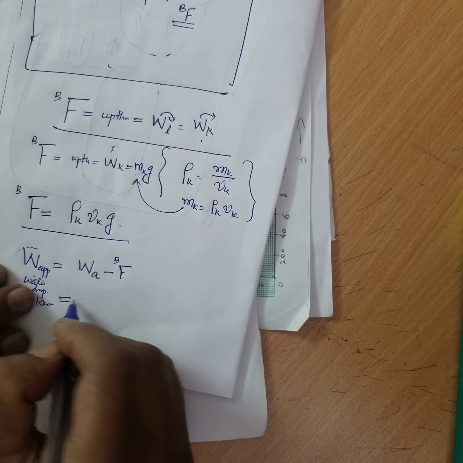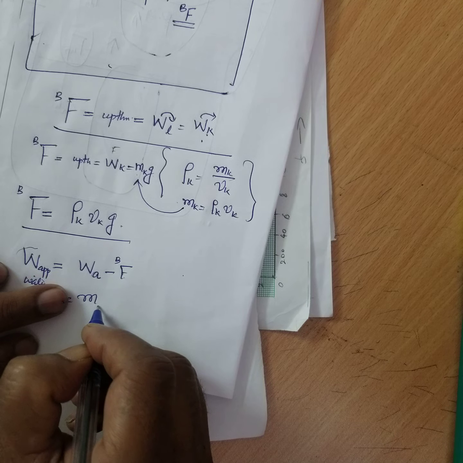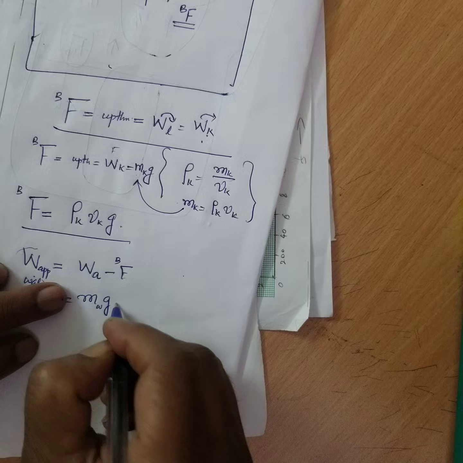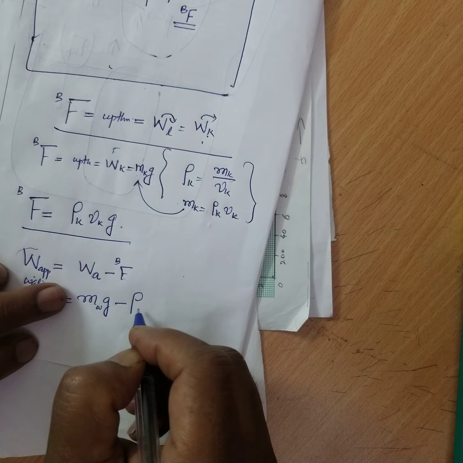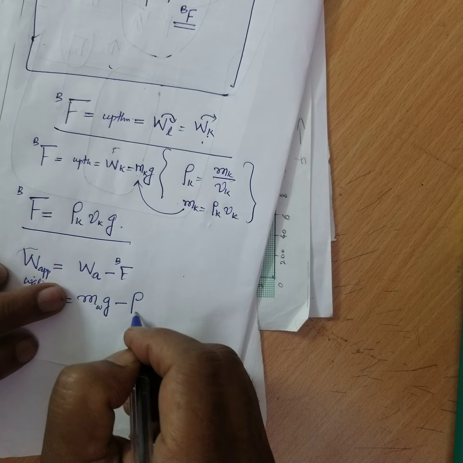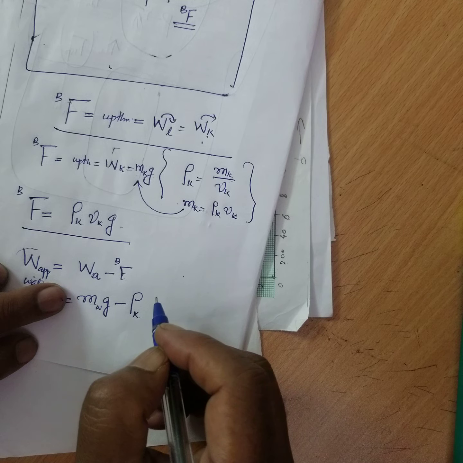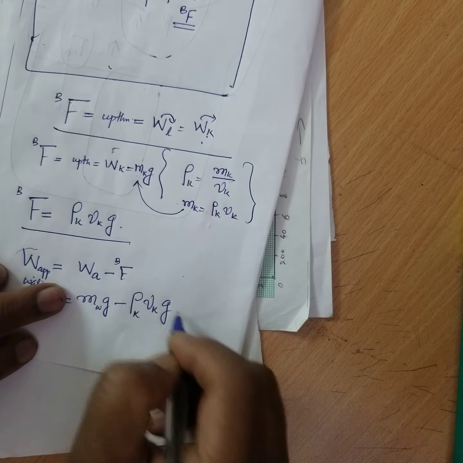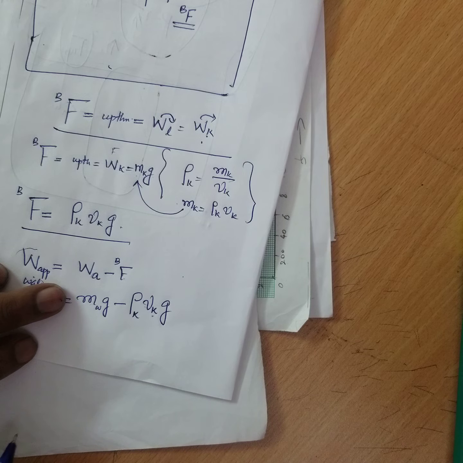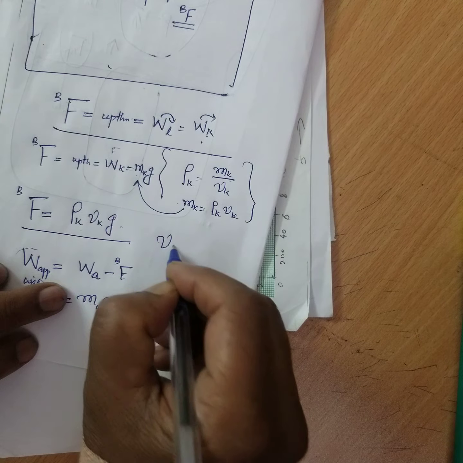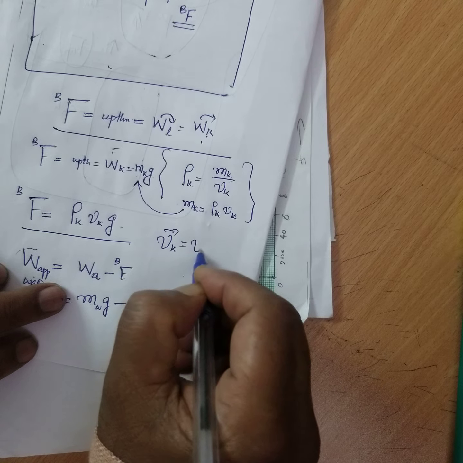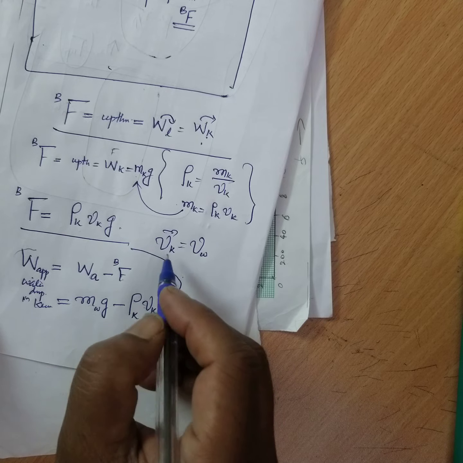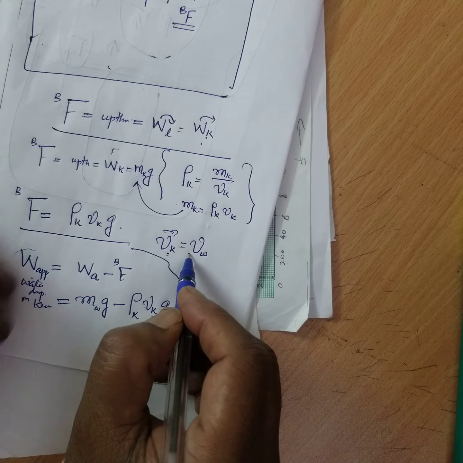Weight in air is equal to what? Weight in air, mass of water, g, mg, right? Minus upthrust is what? Density of kerosene, volume of kerosene displaced, g. See, volume of kerosene displaced is equal to volume of water only. You know this, right? Volume of kerosene is equal to volume of water.